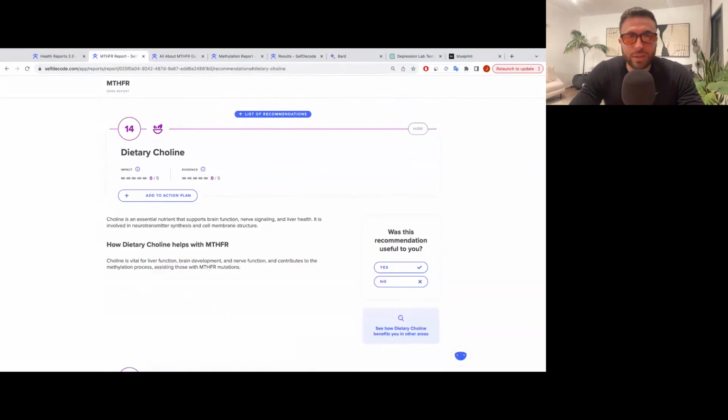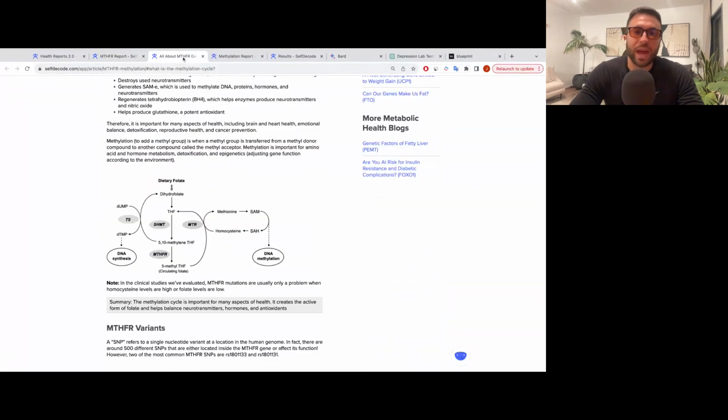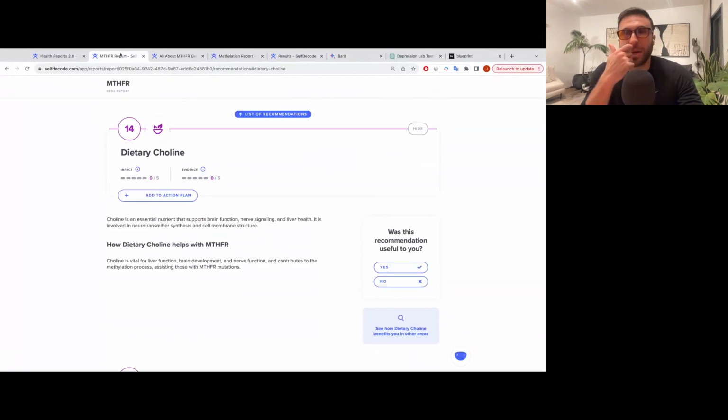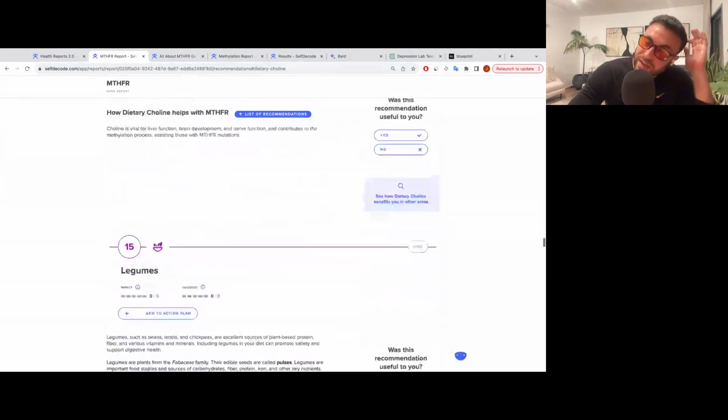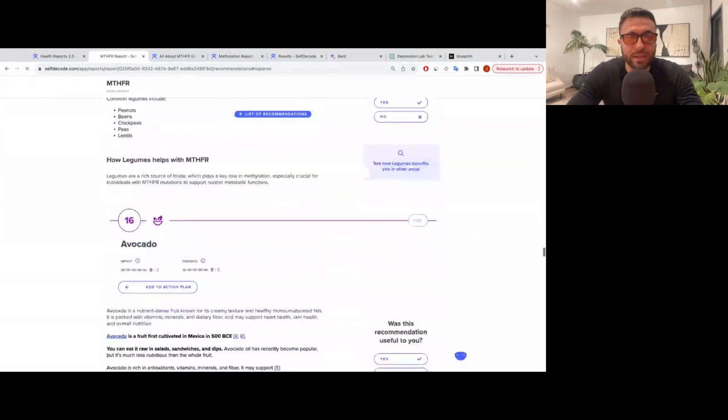Next up is choline. Choline is a nutrient that converts into trimethylglycine, or betaine, and that helps create methionine from homocysteine. So it helps with the creation of methionine, and methionine helps with methylation by getting converted into SAMe, S-adenosyl methionine.